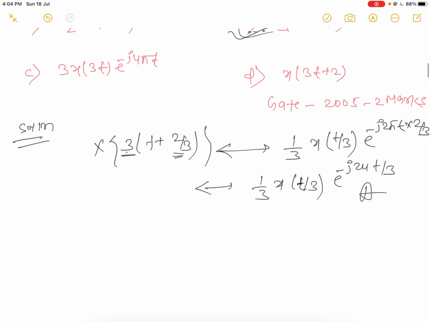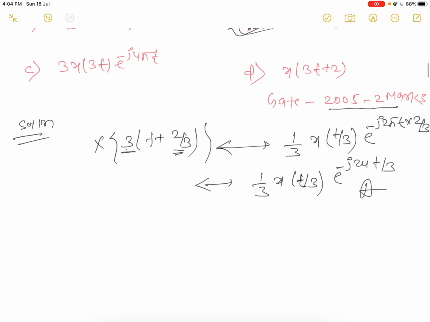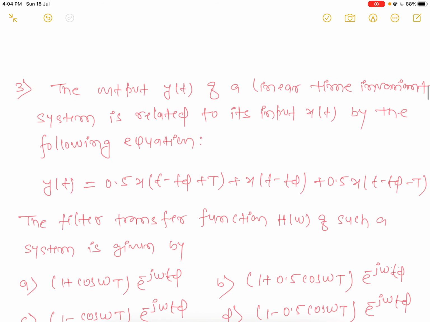Now comes to the next question. This question is asking GATE 2005 for 2 marks. Only if you know the scaling and shifting property, then you can get 2 marks easily. Now comes to the next question.